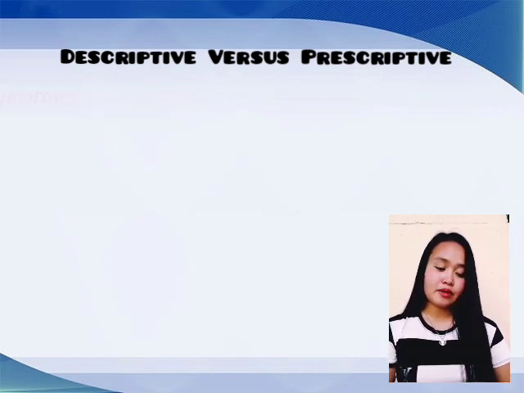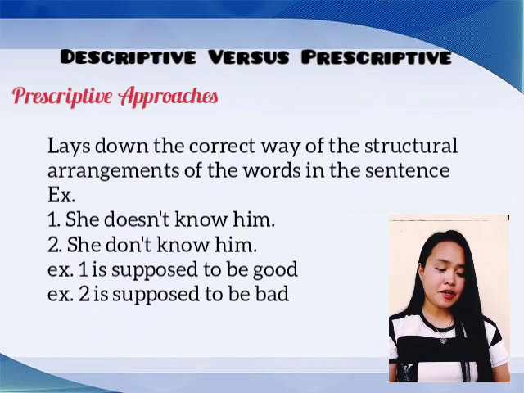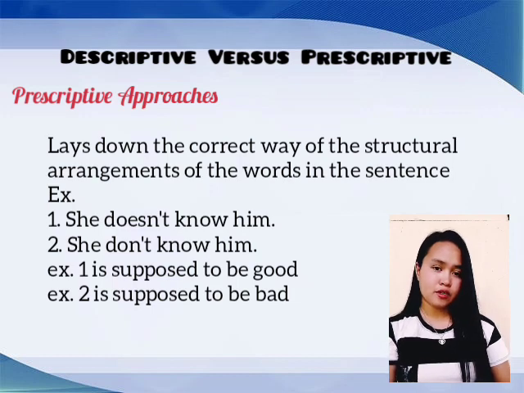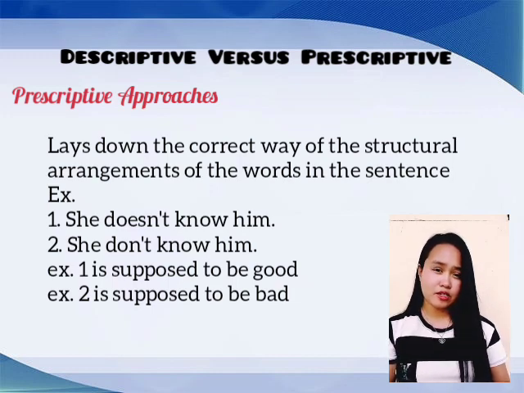So let's proceed to the prescriptive approach. The prescriptive approach, on the other hand, lays down the correct way of the structural arrangement of the words in the sentence. Example, "she doesn't know him" or "she don't know him." So example number 1 is supposed to be good, while example number 2 is supposed to be bad. So in simple words, descriptive is to describe how a word is used, while prescriptive is to prescribe how a word should be used.